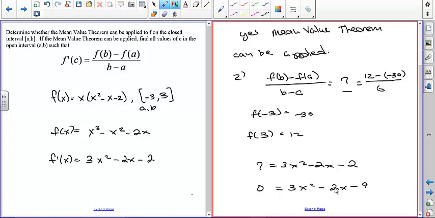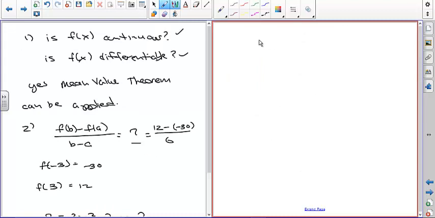So why don't you use the quadratic formula? I'll write that out if you forgot what it is. Find out what the values of x are which cause the slope to equal 7. So the quadratic formula is x equals minus b plus or minus the square root of b squared minus 4ac over 2a.